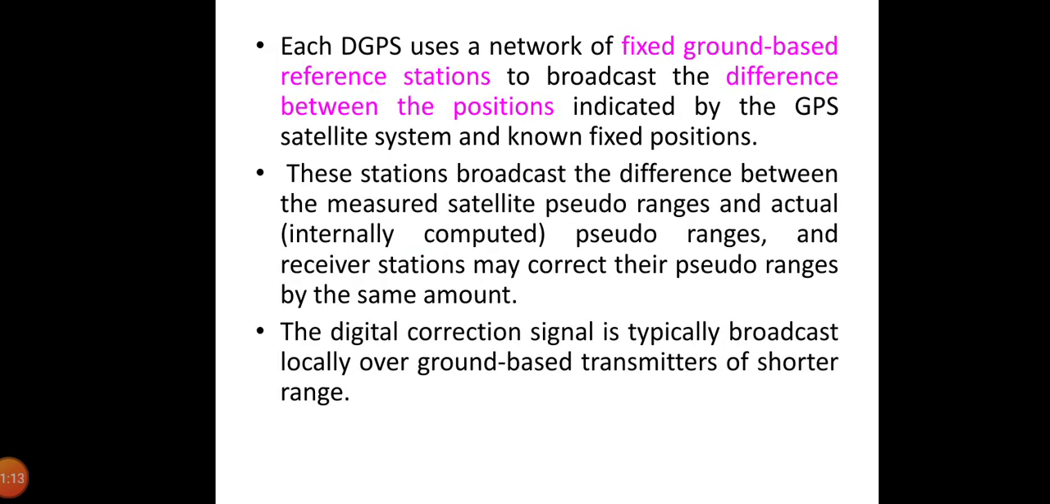DGPS uses a network of fixed ground-based reference stations to broadcast the difference between the positions indicated by the GPS satellite system and known fixed positions. These stations broadcast the difference between the measured satellite pseudo-ranges and actual pseudo-ranges, and receiver stations may correct their pseudo-ranges by the same amount. The digital correction signal is typically broadcast locally over ground station transmitters over a shorter range.